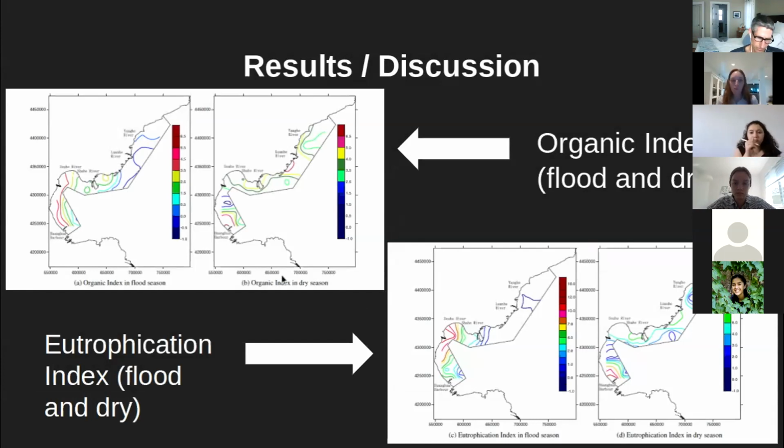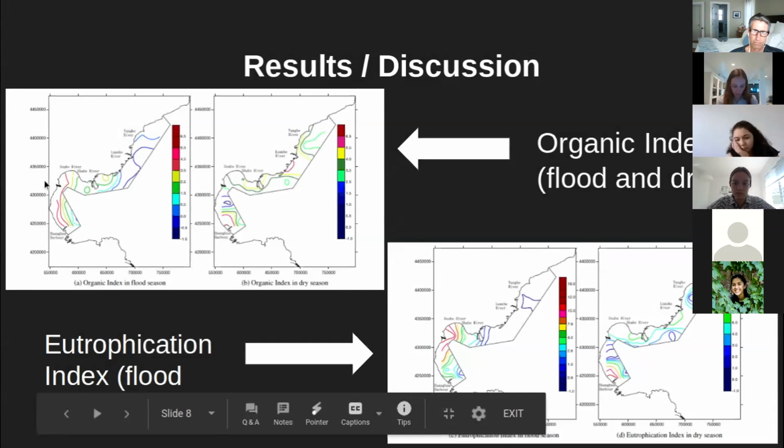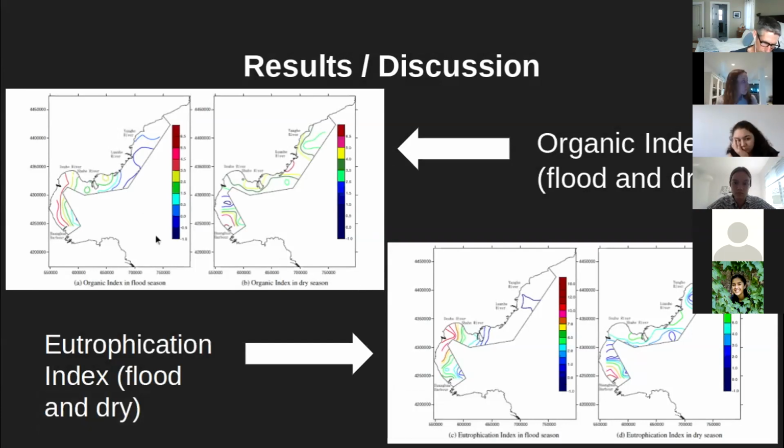Though there's concentration on the left side of the graph, the left sides of both images, you can see some sort of concentration. But compared to the eutrophication of the dry season on the right-hand side of each image, it's more widespread, and the more widespread it is, the more pollution you're going to get everywhere.